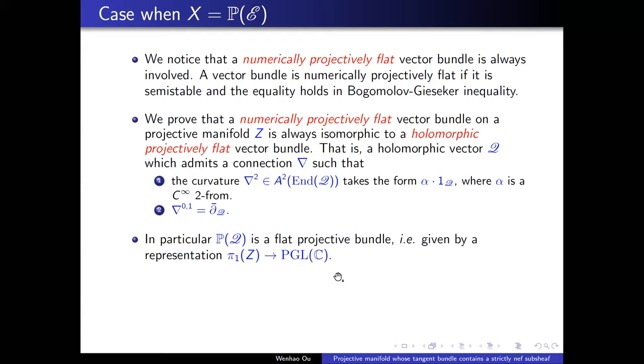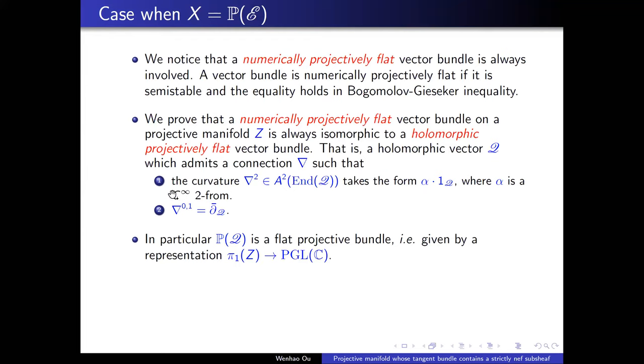Here I have some remarks that I did not write down, but I need to mention. First, if we remove the condition projectively here, so we just look at numerically flat vector bundles, then it is already proved in the literature that such a vector bundle is isomorphic to a flat vector bundle. There is a categorical proof by Simpson in his famous paper on the Simpson correspondence, and there is a down-to-earth elementary proof by Demailly. Indeed, our proof is motivated by Demailly's proof, because I do not understand Simpson's proof.